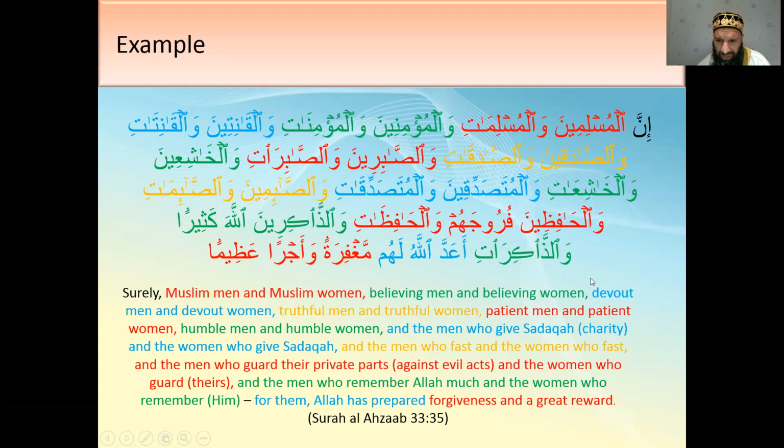I'm just looking at a translation. I don't want to translate the Quran just like that myself, so one second. Those who remember Allah much, and the women as well, basically. أَعَدَّ اللَّهُ لَهُمْ, Allah has prepared for them مَغْفِرَةً, forgiveness, وَأَجْرًا عَظِيمًا, great reward.